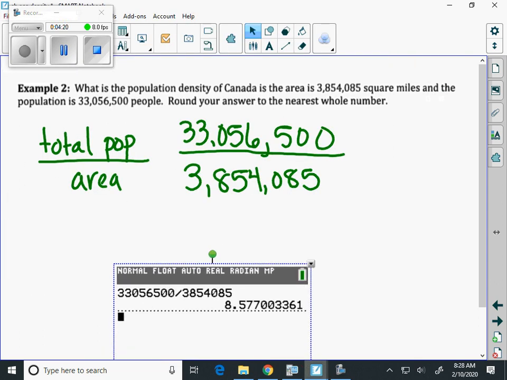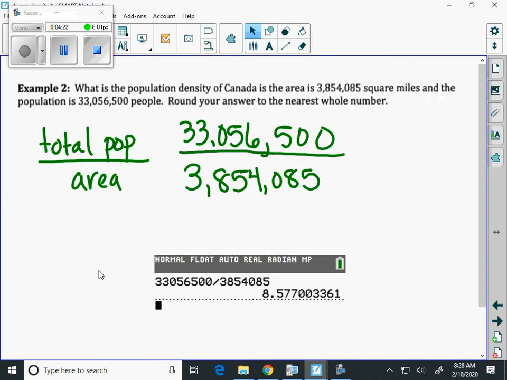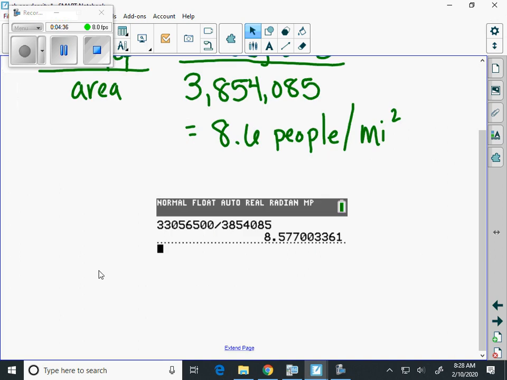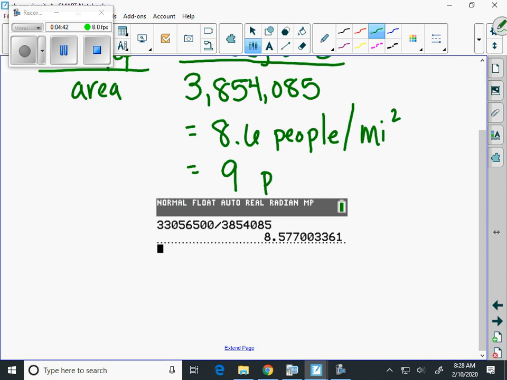And once again, we're talking about people. So when we look at this, I know that it's roughly 8.6 people per square mile. And then this one says round to the nearest whole number, so let's go to 9 people per square mile.